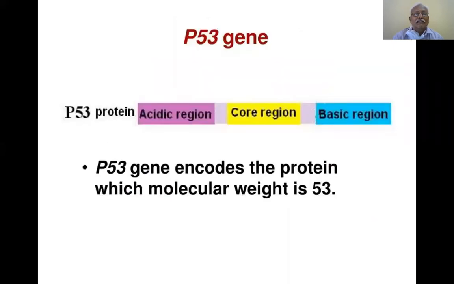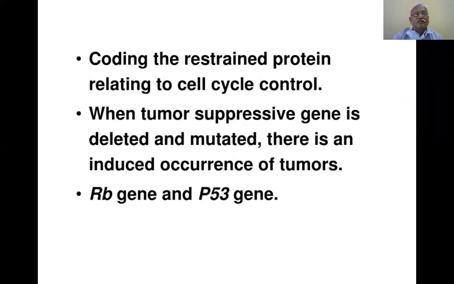Then the P53 gene, the P53 protein. It will be attached to the acidic region. The core region will be there. At one side, the acidic region will be there. The other side, the basic region will be there. The P53 gene encodes the protein with a molecular weight of 53. That's why the number is given to identify that protein by name, P53 gene. Coding the restraining protein relating to cell cycle control is most important.